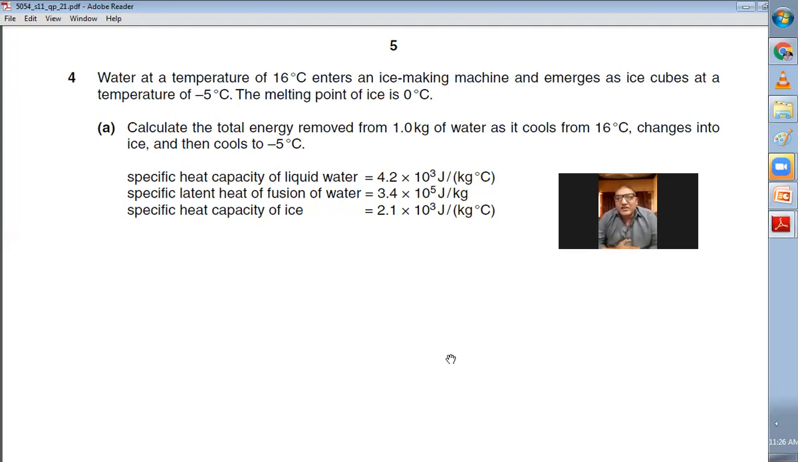I will call it heat number 1. And then there will be heat due to the change of state from water to ice. I will call it heat number 2. And then there is a third heat, that is the drop in the temperature of the ice cube from 0 to -5 degrees centigrade. I will call it heat number 3. And I will calculate heat 1, heat 2, heat 3, and then add them up, and that will give me the total heat which is taken out.